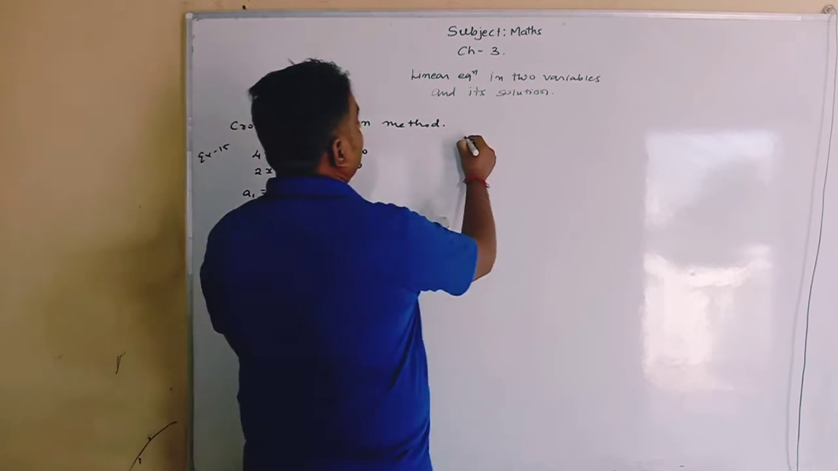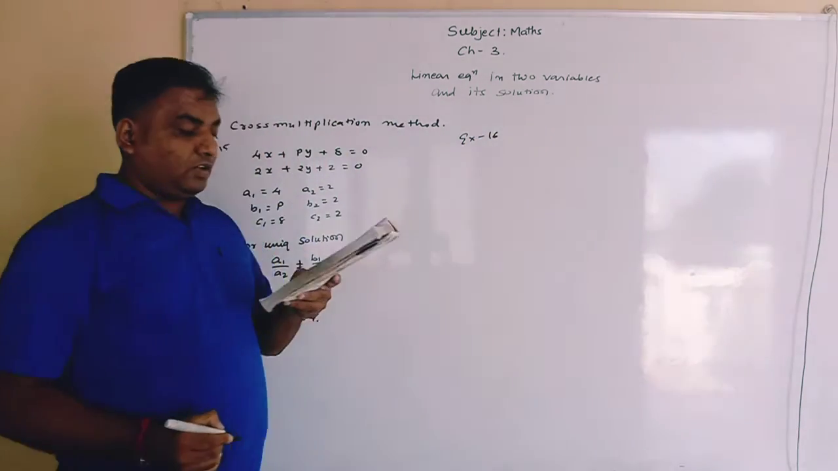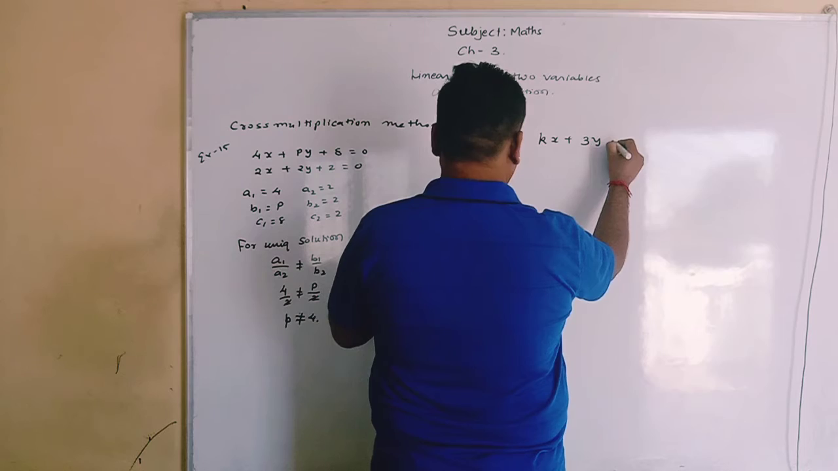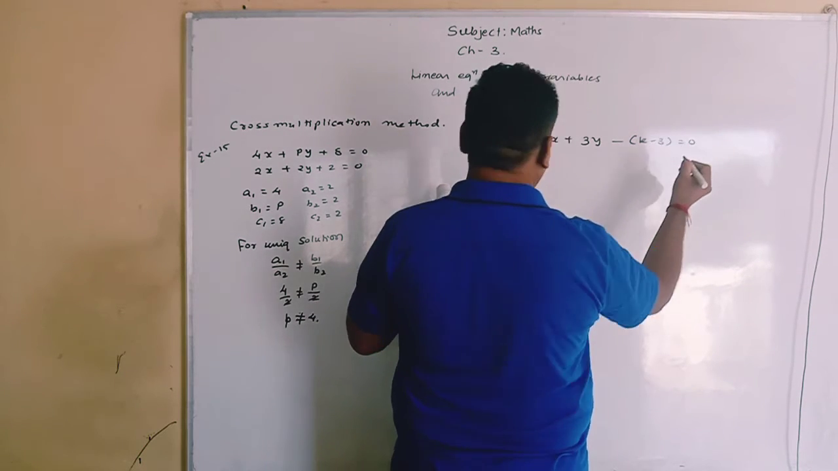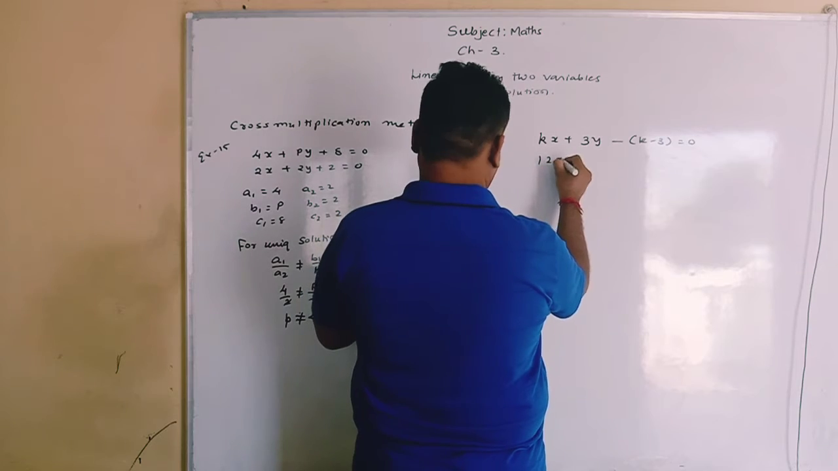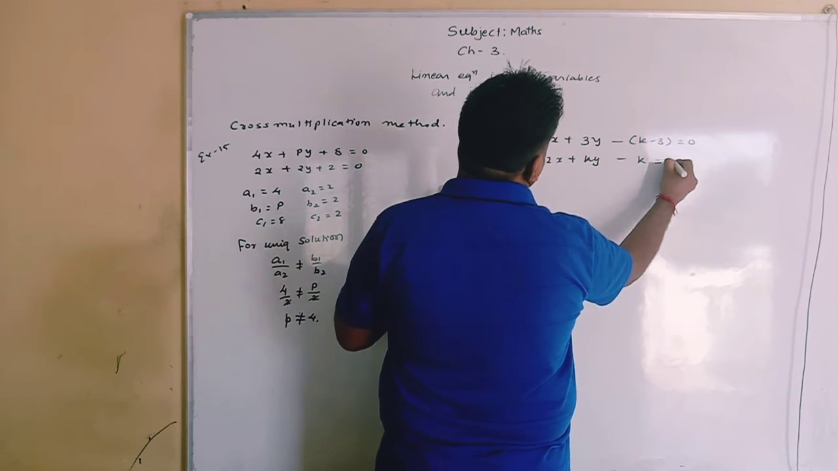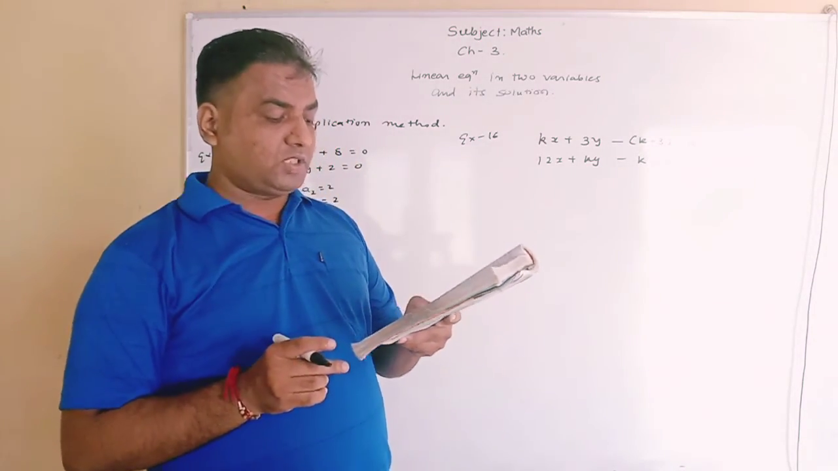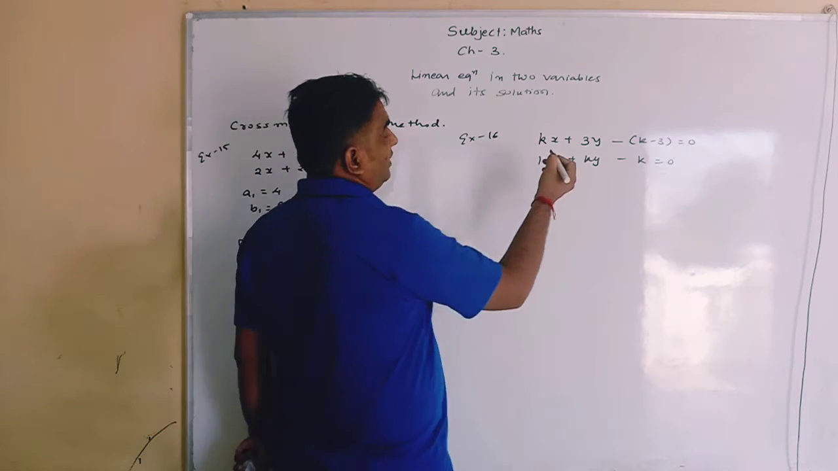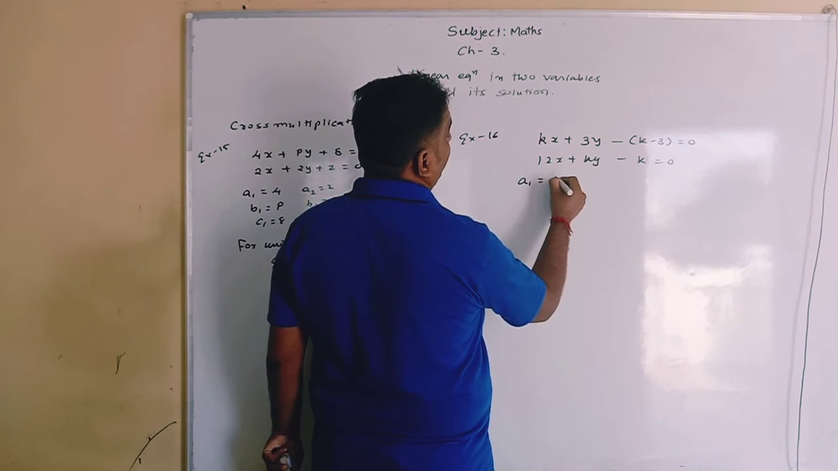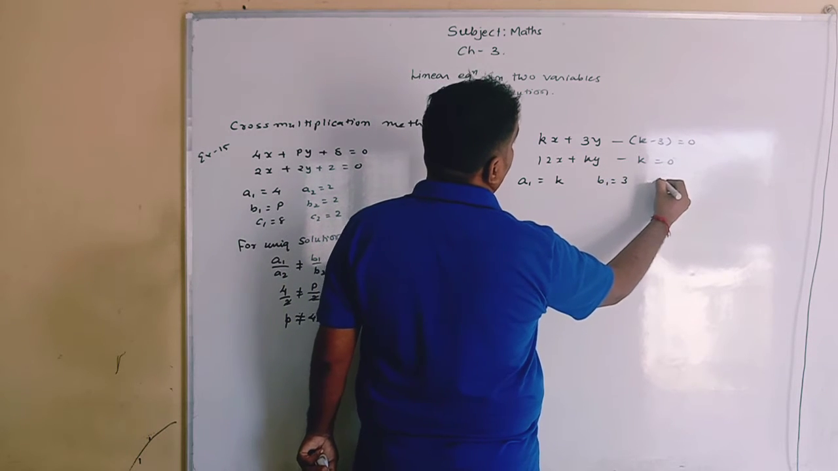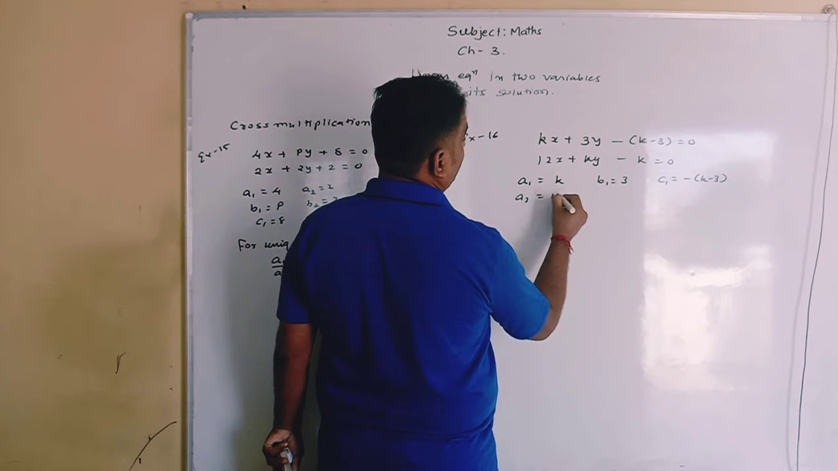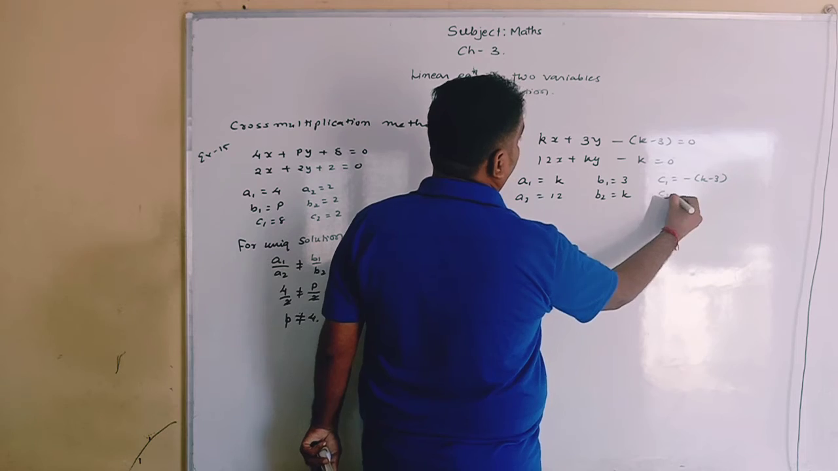In the same way, example number 16: the two equations are given, kx plus 3y minus k minus 3 equals to 0, and 12x plus ky minus k equals to 0 has infinitely many solutions. Find the possible values of k. So here we write the coefficients: a1 equals to k, b1 equals to 3, c1 equals to minus k minus 3, a2 equals to 12, b2 equals to k, c2 equals to minus k.